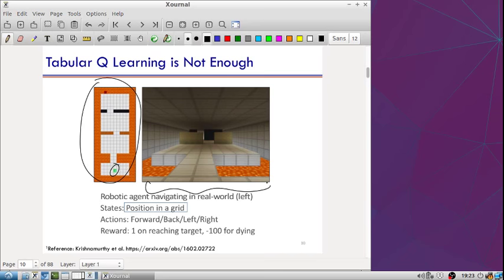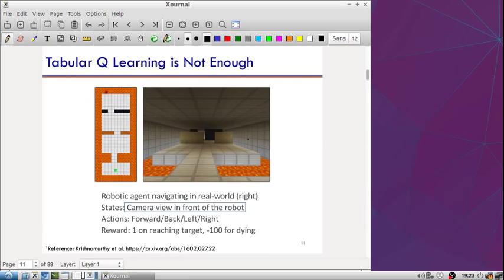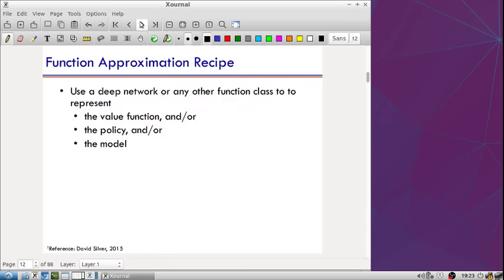Think of a Q table. What is the state? The state is going to be what the robot is viewing, and what the robot is viewing is a 1000 cross 1000 pixel image. You cannot say for every 1000 cross 1000 pixel image I'm going to have a number. That's going to be too huge. And that leads to the idea that we can approximate. So we cannot have a really large table.